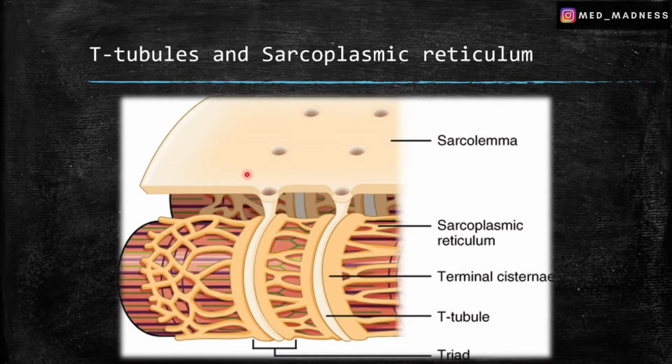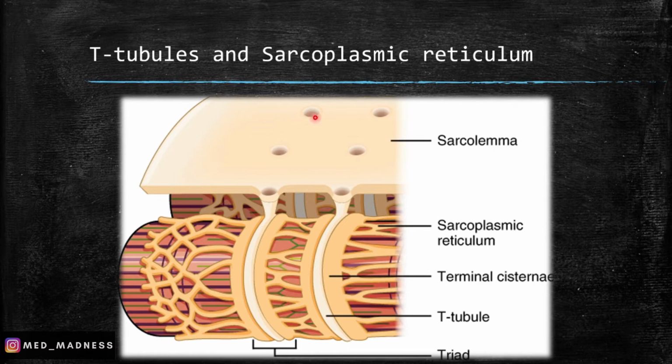Here is a picture that shows the sarcolemma, and there are some indentations that lead to a tube-like structure which is called the T-tubule. This T-tubule extends deep inside the cell, and when the action potential travels down the membrane, the T-tubule helps to take the action potential deep inside the muscle quickly.